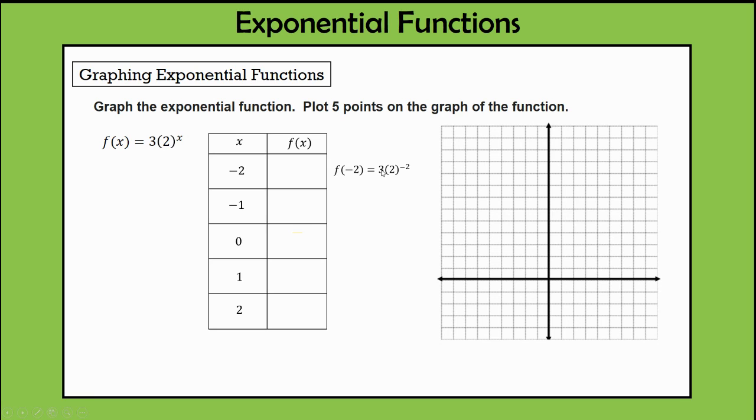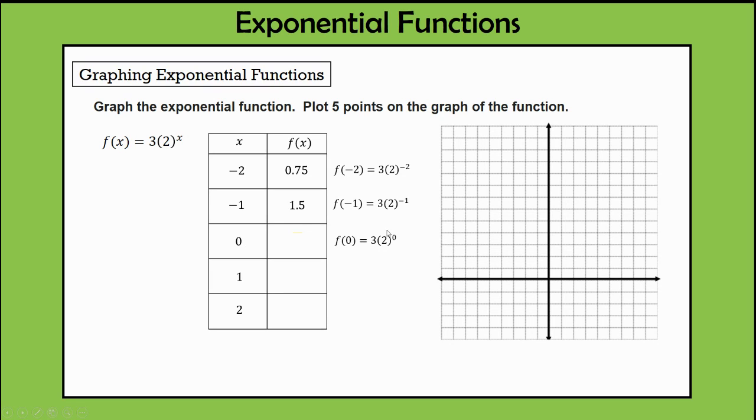Okay, I'm going to go through the same process. F of -2 is 3 times 2 to the -2nd. Remember, 2 is being raised to the -2nd, and then we're multiplying our answer by 3. So don't do 3 times 2 and then raise to the -2nd. That's not correct. You want to do 2 to the -2nd, then multiply your answer by 3. That is 0.75. F of -1 is 3 times 2 to the -1st. 2 to the -1st times 3 is 1.5.